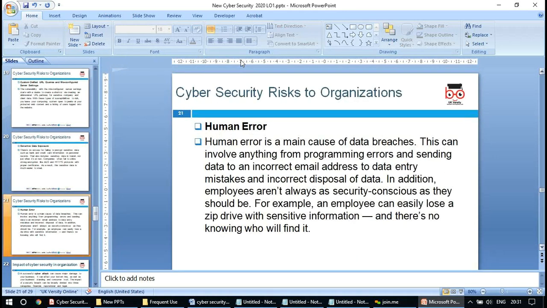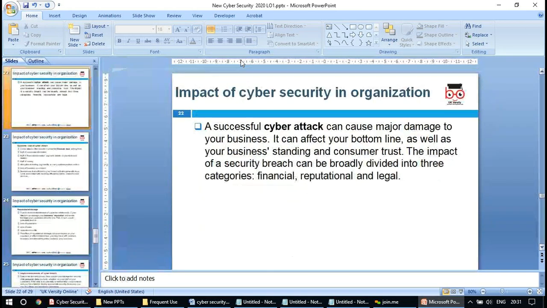Then human error, because of human error, from any programming error, or any important information or email being sent to anyone else, is also a security risk. For example, my email address has a different spelling, and by mistake you used a slightly different email address. Instead of a single E you used a double E, then this went to someone else, and someone else misused the important credentials, isn't it?